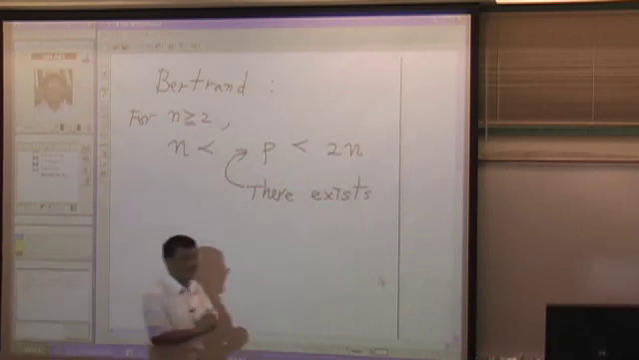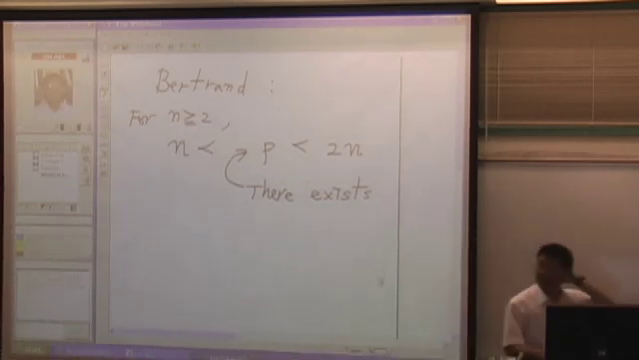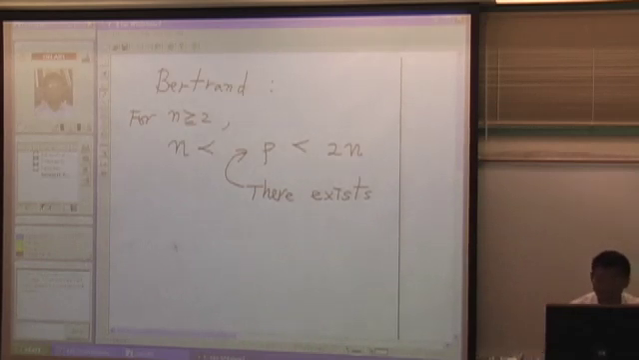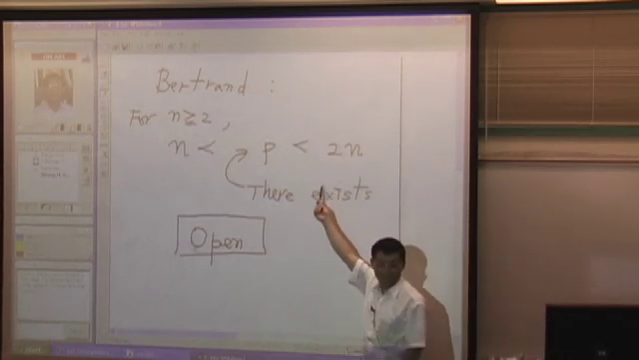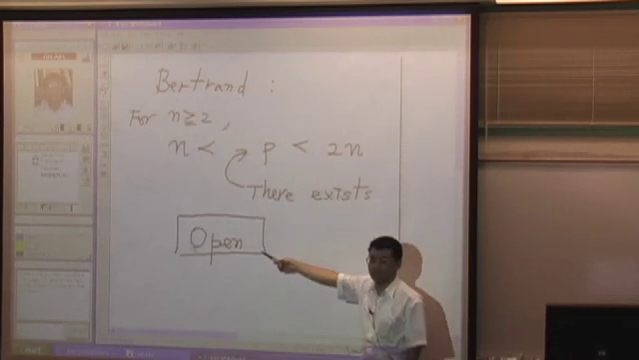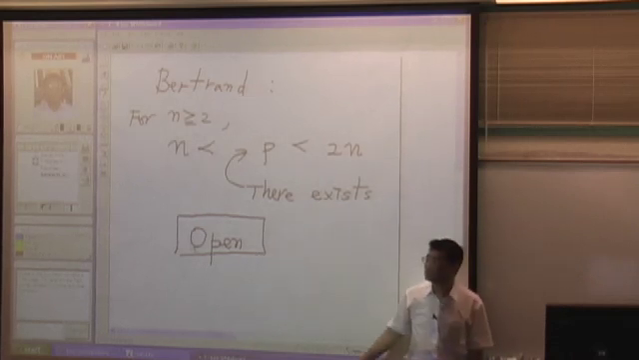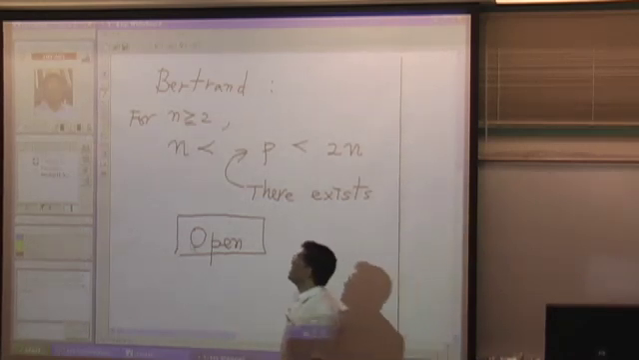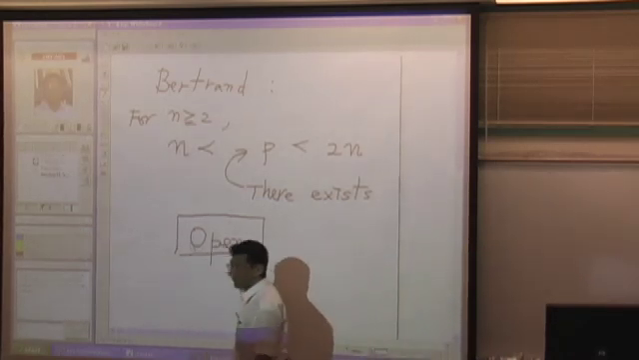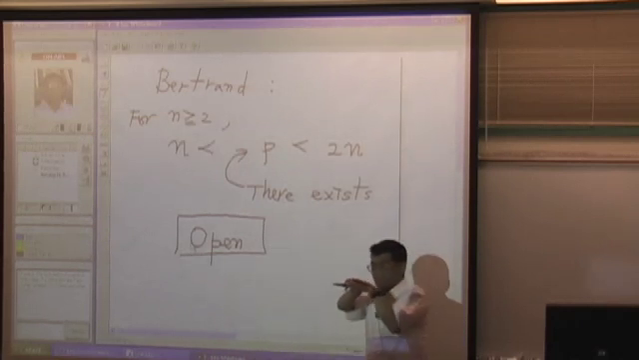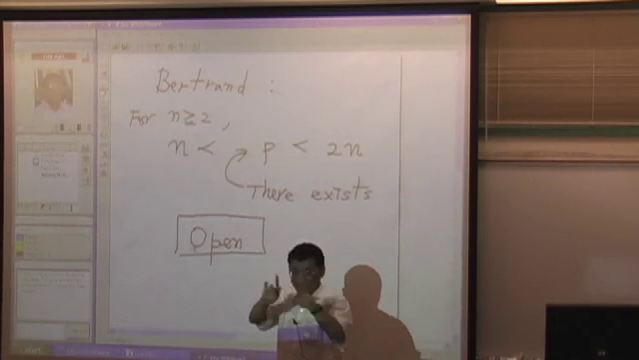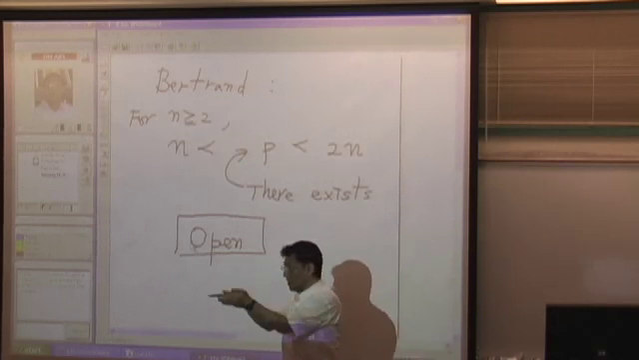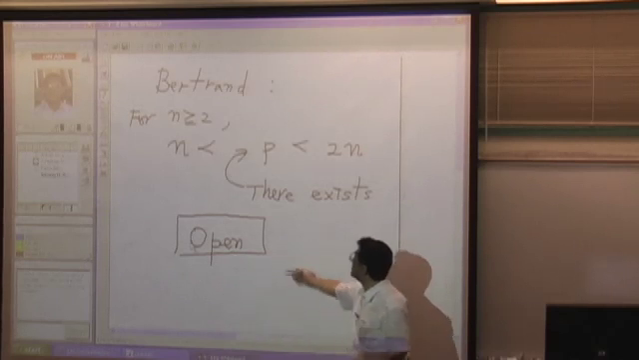But still, nobody could prove this. So this problem is open. People can understand the statement, right? People can understand this statement, but nobody could prove this thing. It's an open question. So there are thousands of open questions in number theory. Number theorists themselves have specialties. Some people work on this problem, that problem. This is open.